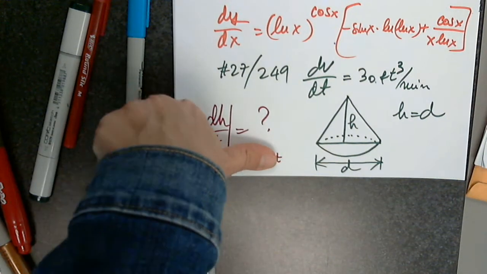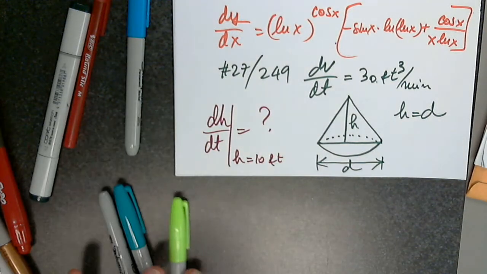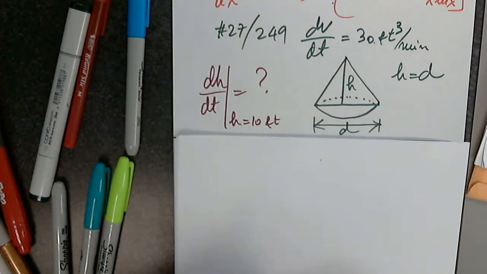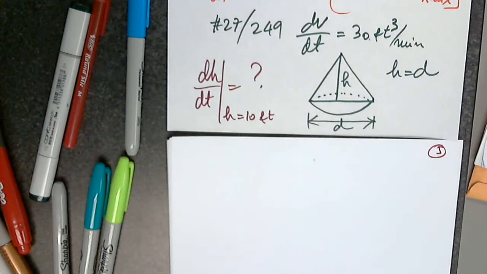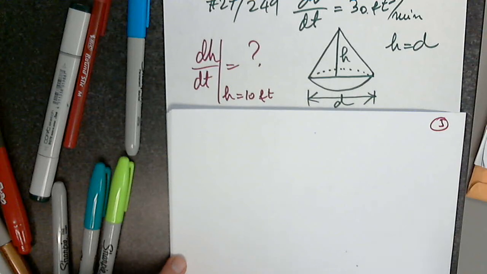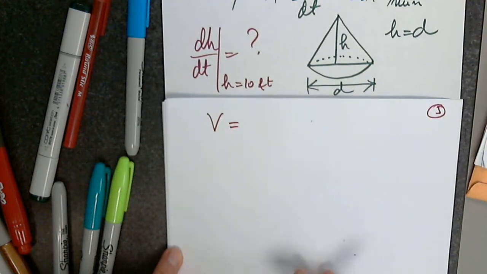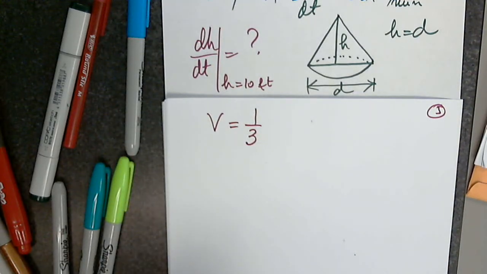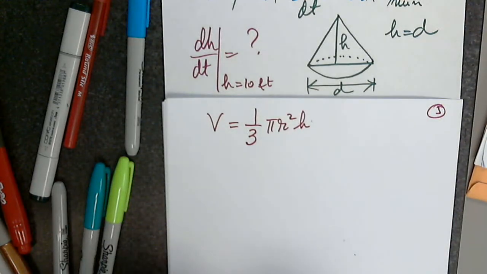Of course, I cannot use this till the last step. So what do I do? Where is my starting point? Finding dV over dt. I have it, but the starting point is the volume. Yeah. Exactly. So what is the volume of a cone? Remember, it's 1/3 of the volume of a cylinder. Pi r squared h.